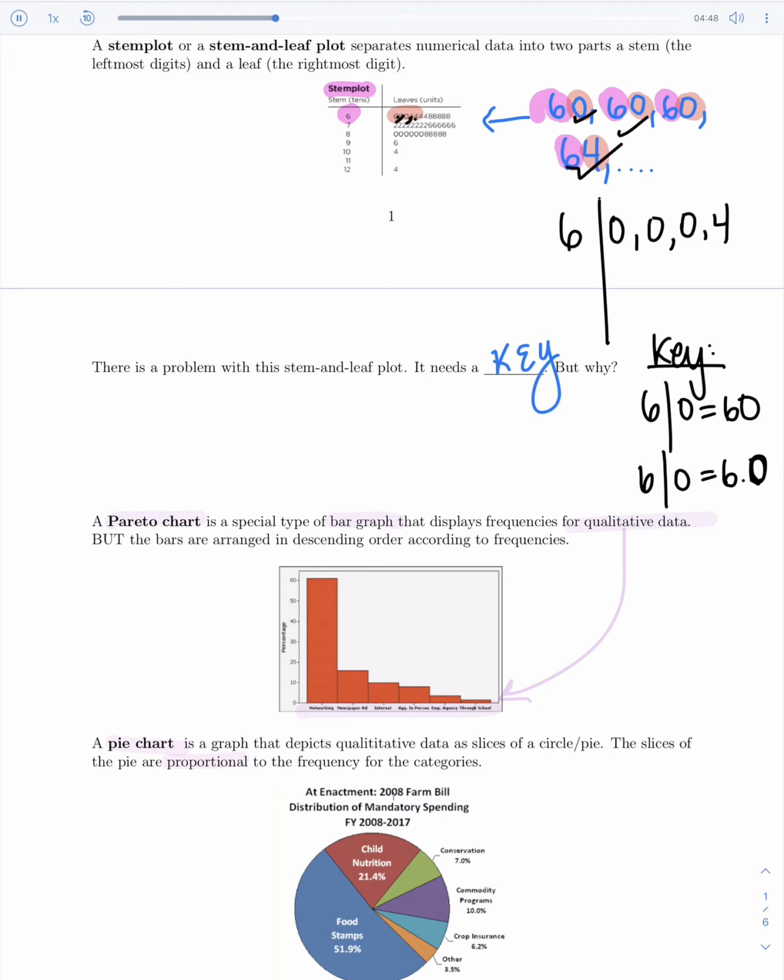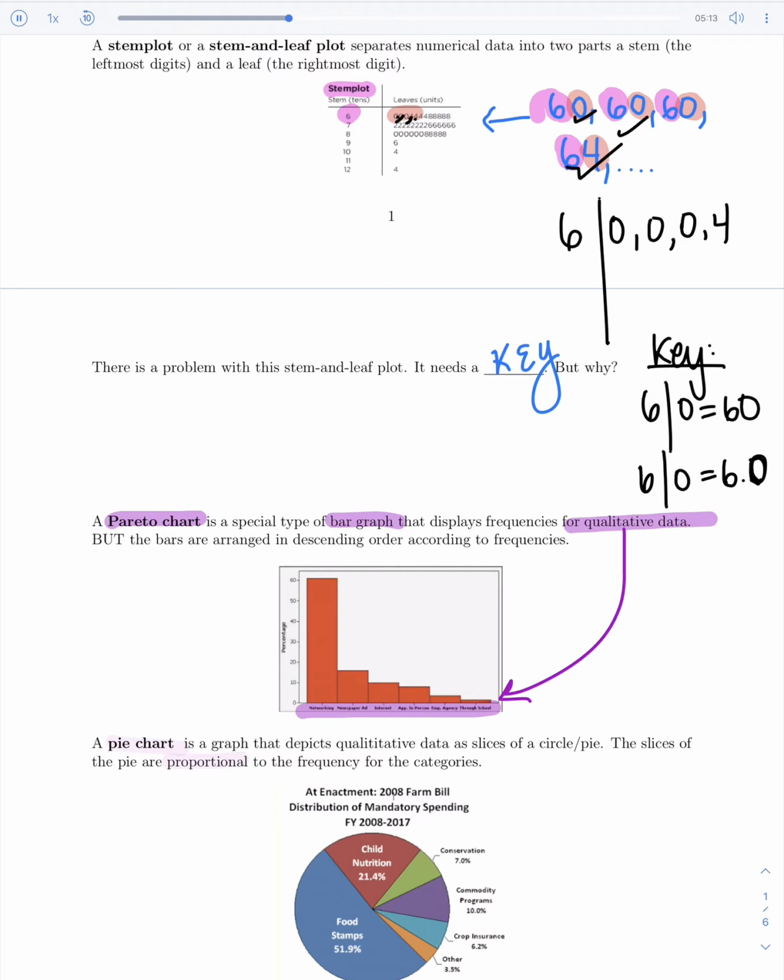A Pareto chart is, again, something I want you to be able to read, not necessarily make. A Pareto chart is basically, well, it looks like a bar graph, but it's for qualitative data. Notice the data down here at the base is all qualitative data. So that's the difference. It's still a bar graph, it's just for qualitative data.